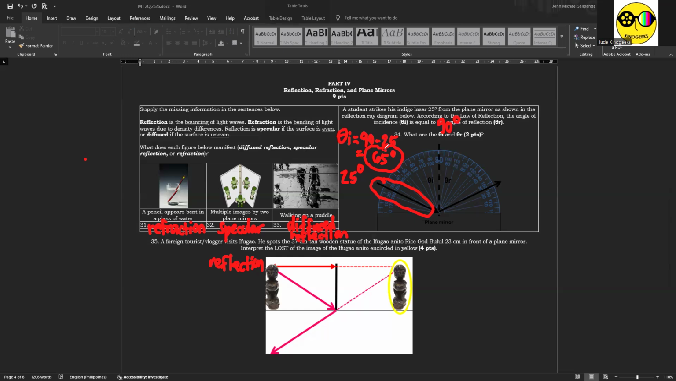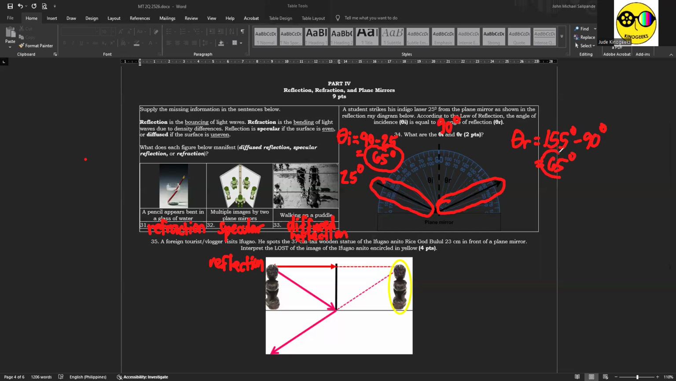computing the value between the normal line and the reflected ray? So the angle for the reflected ray is 155 degrees. Okay? And theta R refers to the angle between the normal line and the reflected ray. So to solve for theta R, start with the larger angle, which is 155 degrees, then minus 90 degrees, and it will also give you 65 degrees.